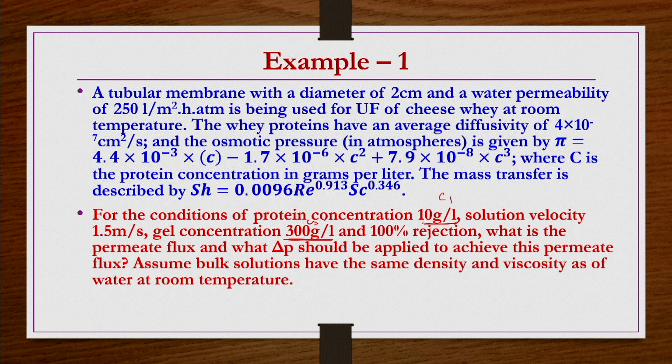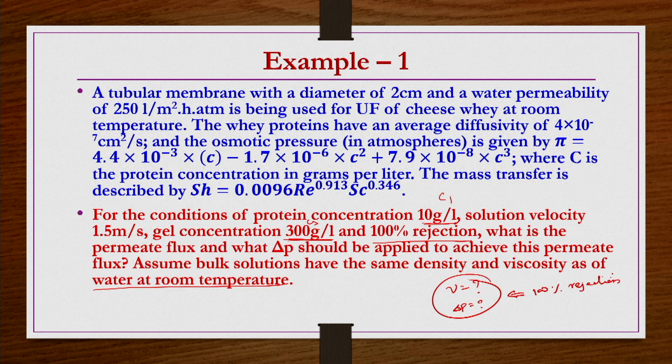So, now you can see Cs is 300 gram per liter, 30 times higher, okay, and 100% rejection is there. Under such a condition, what is the permeate flux and what delta P should be applied to achieve this permeate flux? We need some properties such as density and viscosity. For that, the bulk solutions have the same density and viscosity as water at room temperature, which we can assume as per the problem statement. So, we need to find out what the permeate flux is and what the pressure drop is to maintain this permeate flux under 100% rejection conditions, right.